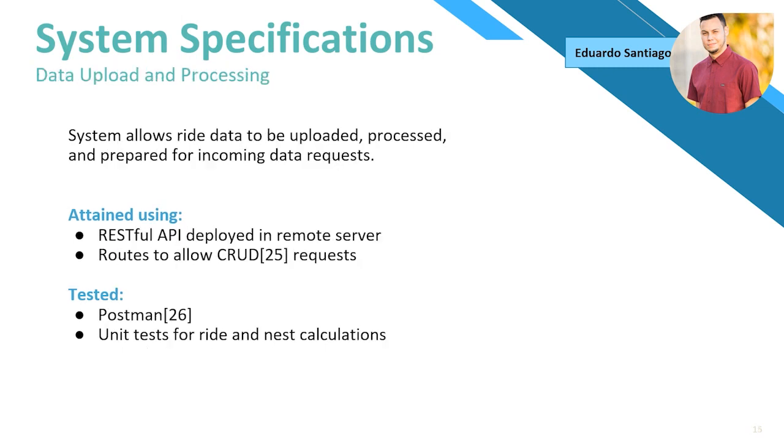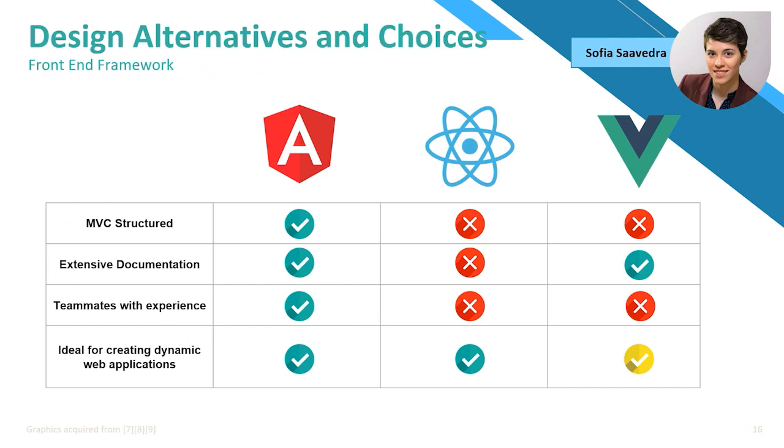The system also needed to allow users to upload data. This data is then processed and prepared to be visualized and analyzed. This was attained by deploying a RESTful API with CRUD compliant routes, and then tested using the Postman platform for API development, and using unit tests for write and nest calculations. For the user interface, Nesmatics made use of the Angular frontend framework.